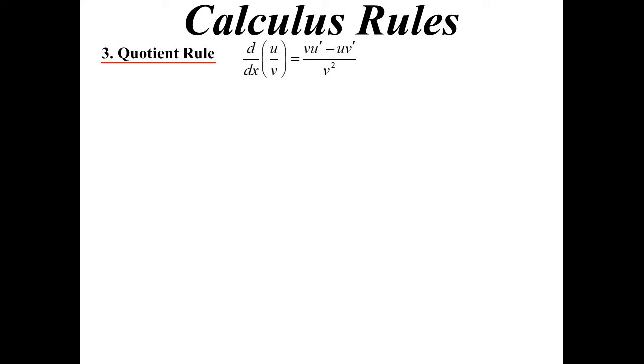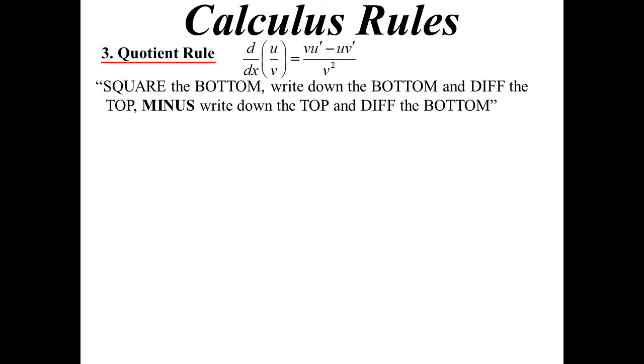Here's the formal one, lovely. Here's what we actually do. Square the bottom, write down the bottom, diff the top, minus write down the top, diff the bottom. Okay? So because it's a fraction, you don't have a first and second, you have a top and bottom. So let's have a look at one.